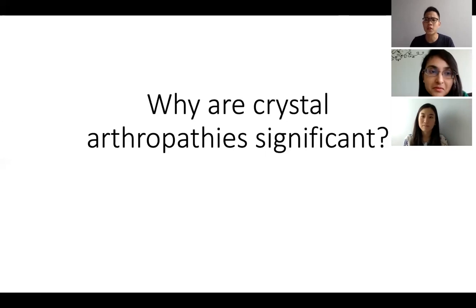Okay, and just out of interest, in the past we always think that gout is one of those conditions affecting older patients. Do you tend to see gout in younger patients these days? And when do we need to start suspecting the diagnosis of crystal arthropathy?